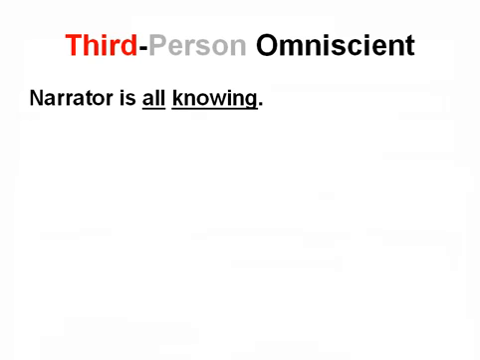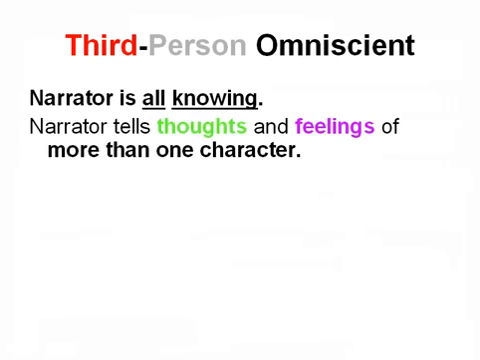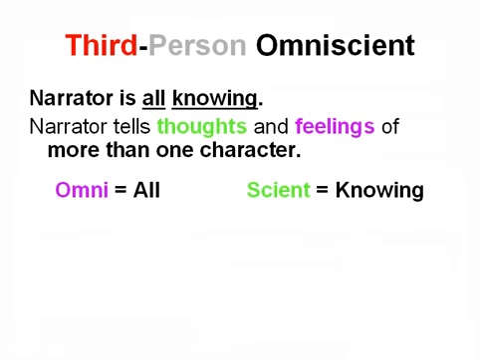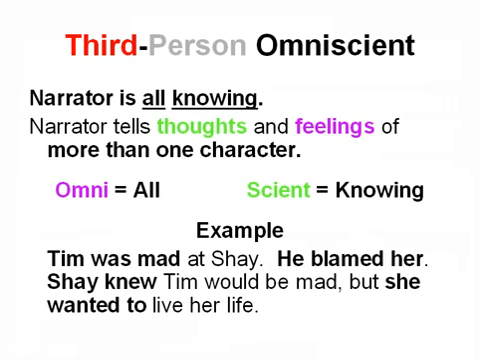Third-person omniscient. In third-person omniscient narration, the narrator is all-knowing. The narrator will tell the thoughts and feelings of more than one character. We can remember this because omni means all, and sint means knowing. Put together, the words are all-knowing. The narrator is all-knowing. For example, Tim was mad at Shay. He blamed her. Shay knew Tim would be mad, but she wanted to live her life. You can see in the bolded portions of the example that the narrator is revealing characters' thoughts or feelings, such as Tim was mad, or Shay knew.